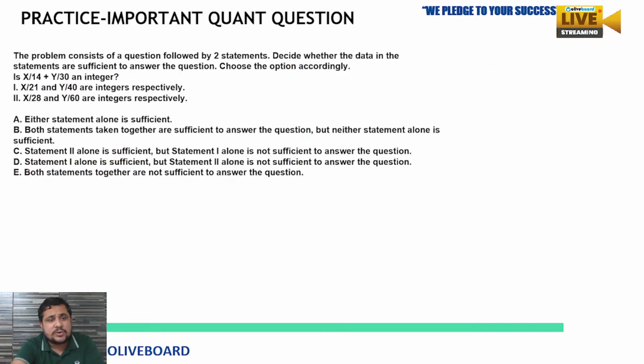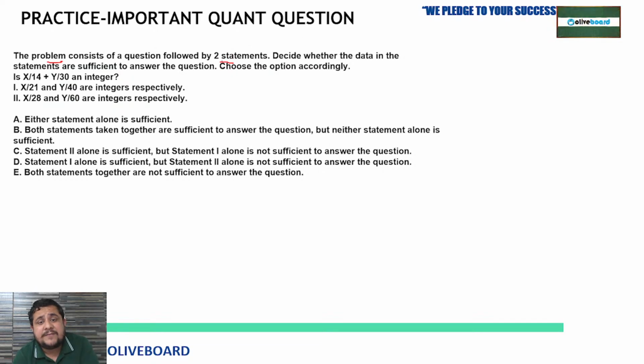Now see the next question. And here you can see the level of the question, right? It is tricky, but if your basics are clear, then you can easily get the answer in short time. You will not take much time in the solution of these questions. You must know the basics, then you can easily attempt it. It seems lengthy, but it is not. So see, the problem consists of a question followed by two statements. Next question. Is this clear?